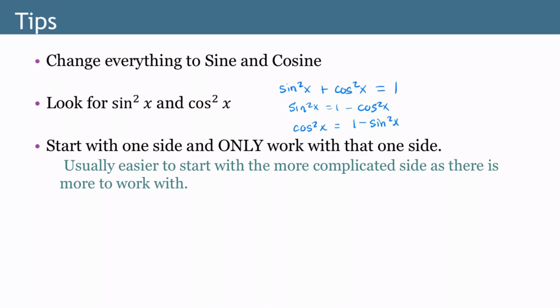Now, the funny thing is, when you do pick one side, it's usually easier to start with the more complicated side. The reason why is the more complicated side has more expressions in it, which means you have more things to work with and you don't have to guess as much about what to do. Whereas with something with fewer things, it's not as obvious or clear what to do, and you have to guess a little more. So actually you want to use the complicated side, and that tends to work out a lot better.